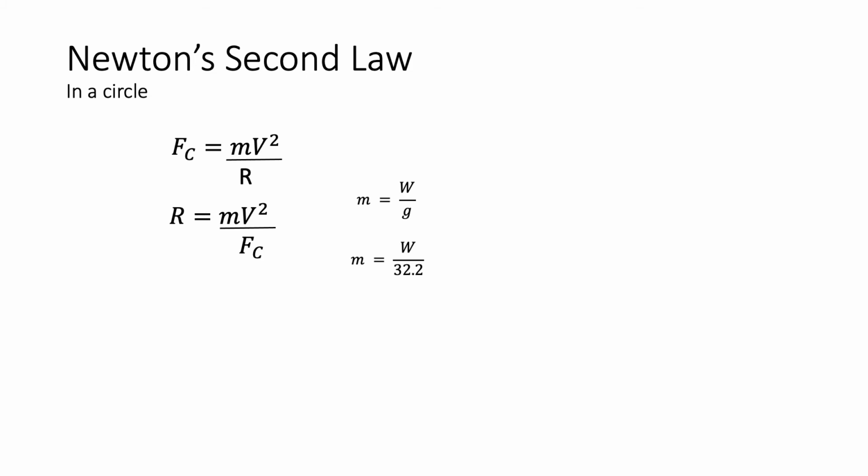We know that mass equals weight divided by the gravity. Our local gravity here on Earth is 32.2 feet per second squared. And so mass equals W divided by 32.2. So we can replace the mass in our formula here with this formula instead. And that looks like this. This formula is now here and here. Everything else is the same. The velocity squared and the centripetal force are just where they were before.